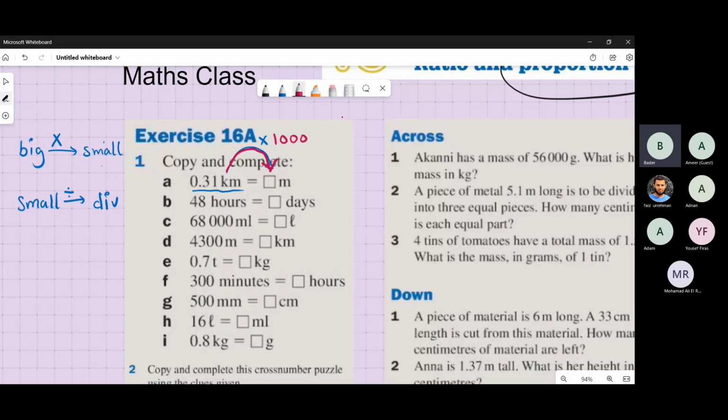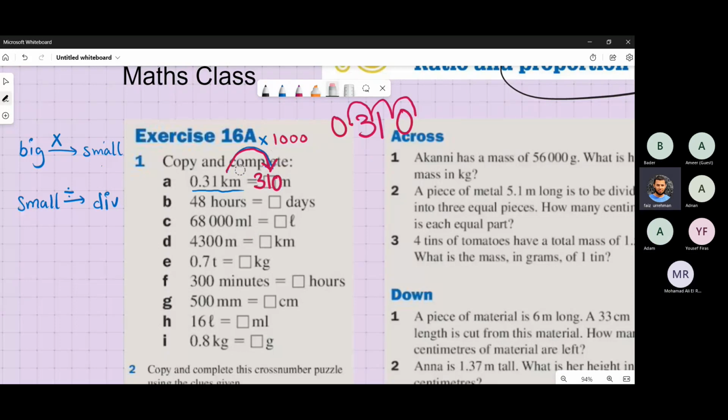31 multiply 1000 equals 31000. How many zeros after 31? 3. No. Look, 0.31 you have. We have to go right 3 steps. 1, 2, and 3. So you just have only a single zero here.